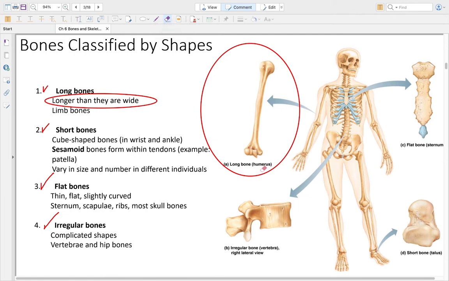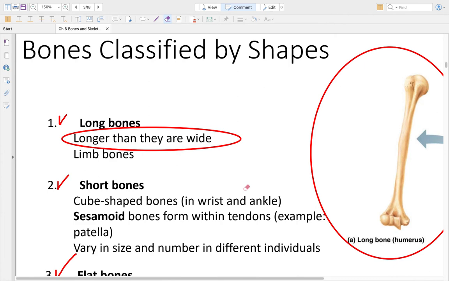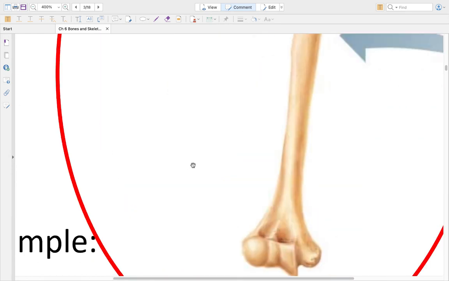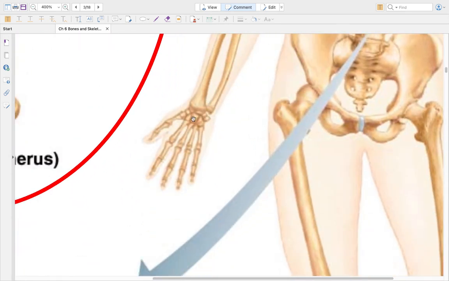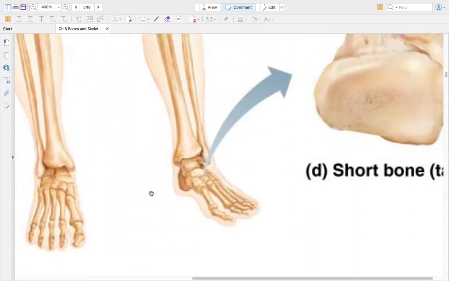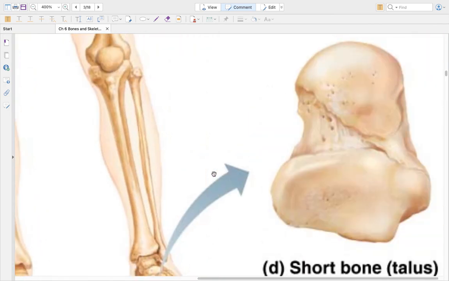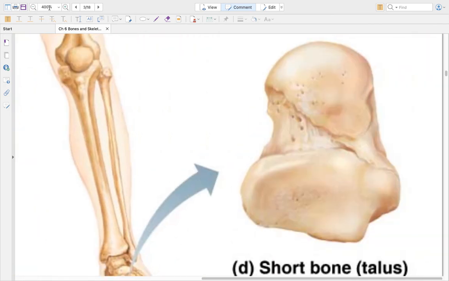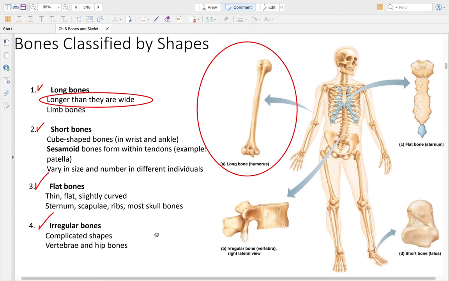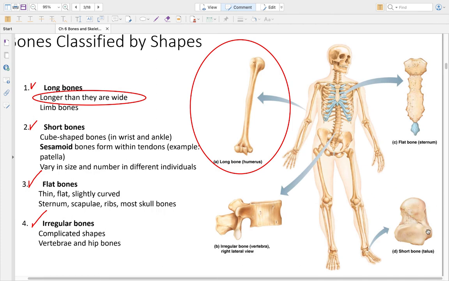Short bones. Okay, short bones are going to be cube-shaped, like in the wrist and ankle. So if we zoom in on a short bone, we can zoom in on more than one short bone here. See these little bones in the wrist, how they look like cubes? And this one is in the ankle, and it's pretty short. It's a good example.